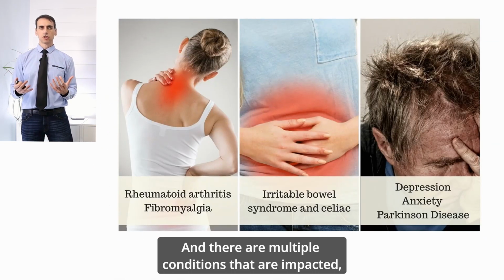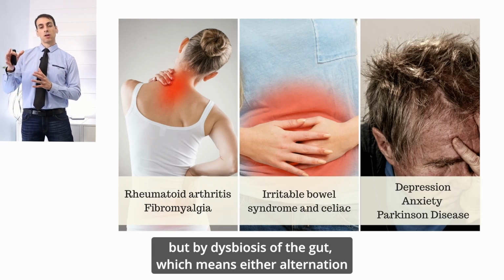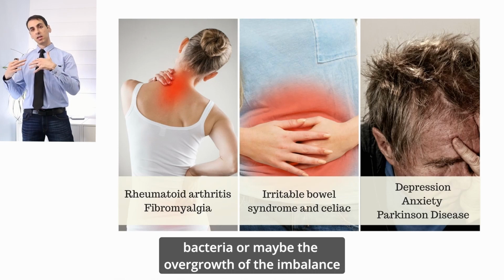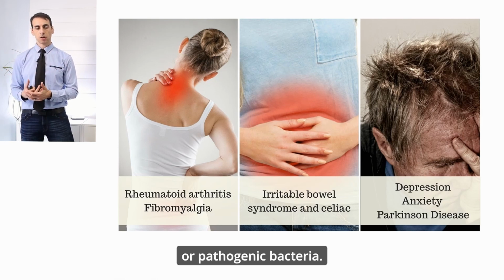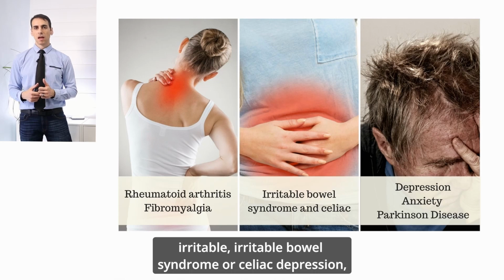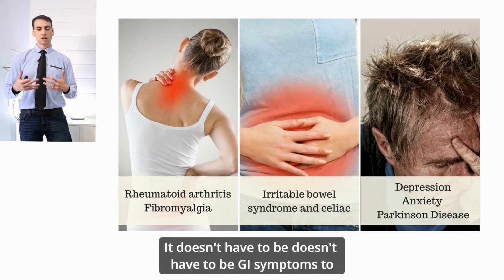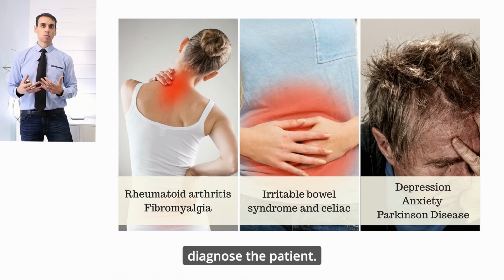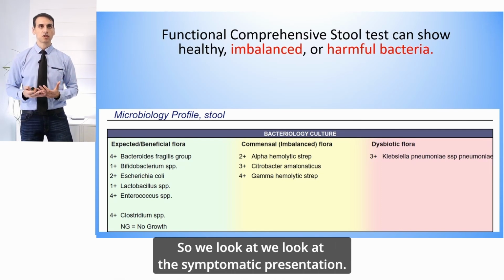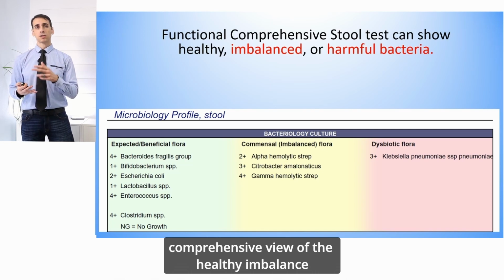And there are multiple conditions that are impacted by dysbiosis of the gut, which means either alteration of the gut or alteration of the diversity, meaning a patient that is losing the diversity of the healthier bacteria, or maybe the overgrowth of the imbalance or pathogenic bacteria. Some of those symptoms include rheumatoid arthritis, irritable bowel syndrome or celiac, depression, anxiety, Parkinson's. So those are very common. It doesn't have to be GI symptoms to diagnose the patient, right? And for that reason, we look at functional labs. So we look at the symptomatic presentation. We can look at the functional lab testing, which offers a comprehensive view of the healthy, imbalanced, and harmful bacteria.